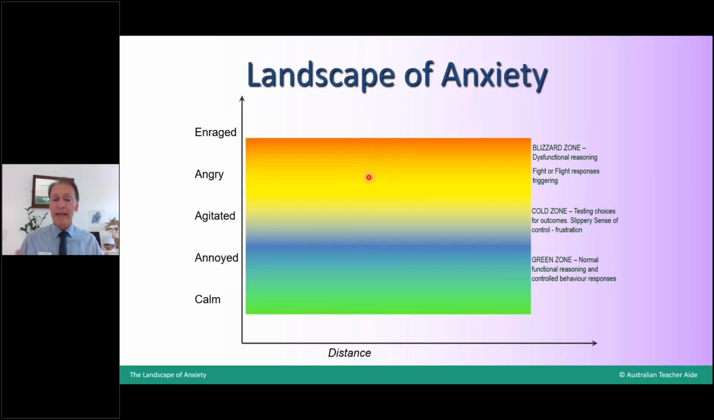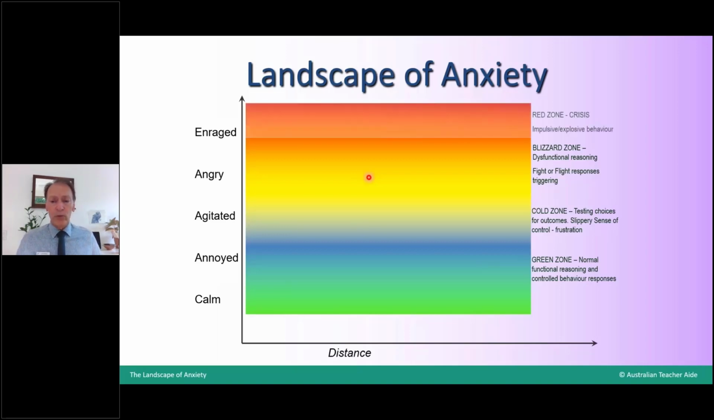And again, I talk about ourselves because that makes a great analogy for what we're talking about here, but we're really talking about children who are less able than us to pull their emotions back. Above the blizzard zone, I would call the red zone or the crisis zone. It's impulsive and explosive behavior. And if you think of a child, this is as high as it gets.